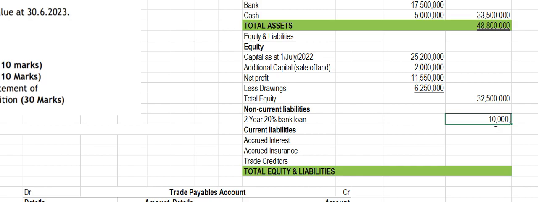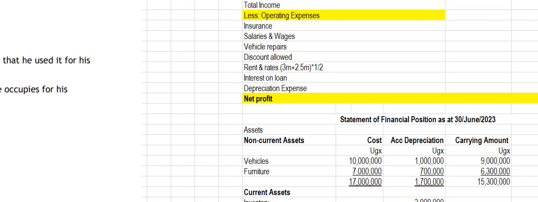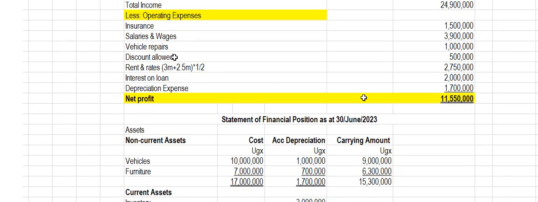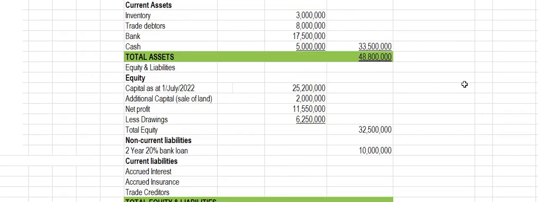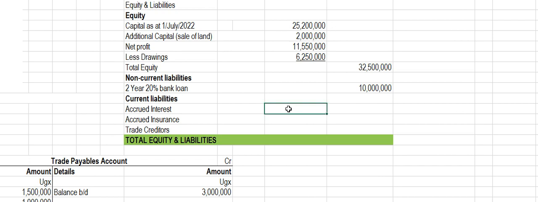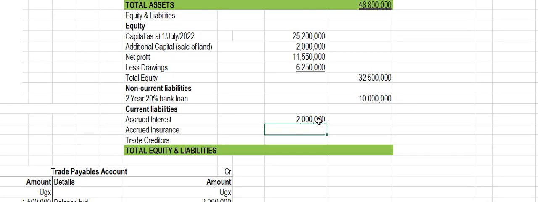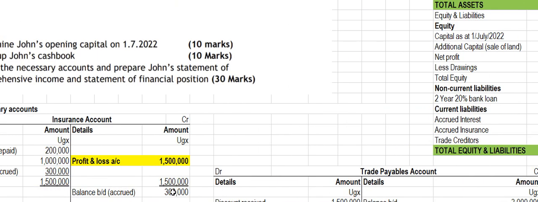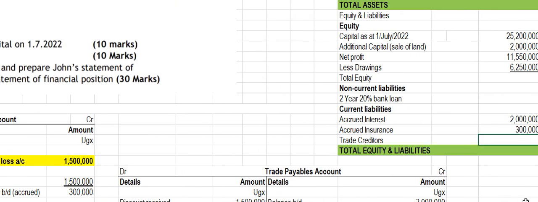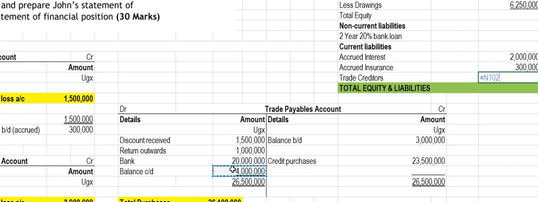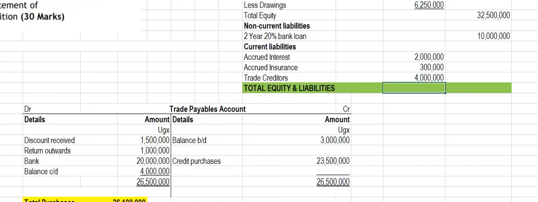Accrued interest, the interest expenses accrued, not yet paid. Interest on the loan, that is 2 millions, not yet paid. Accrued insurance, just look at your insurance account, 300,000. Then the trade creditors, their closing balance is how much? 4 millions. So when I add this, that gives us up to current liabilities.